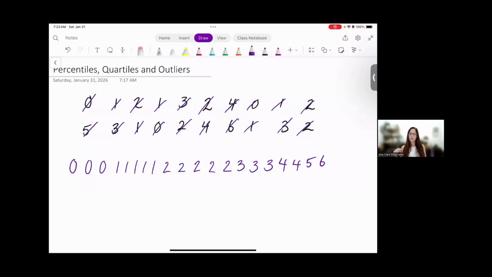Okay, so here we have our data in order. These are numbers that represent the number of siblings an individual has. In this data set, there are 20 observations. If I wanted to determine the quartiles, I need to figure out where my median is, and then figure out the median of the lower half and the median of the upper half. So I'm splitting my data into essentially 4 separate groups.